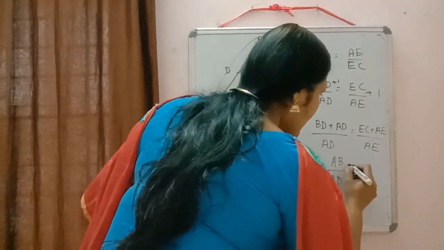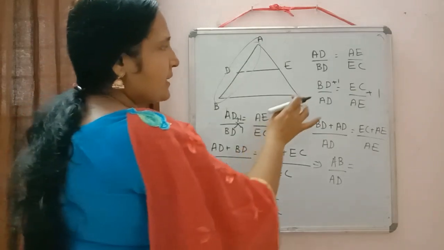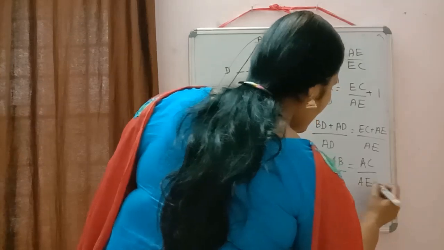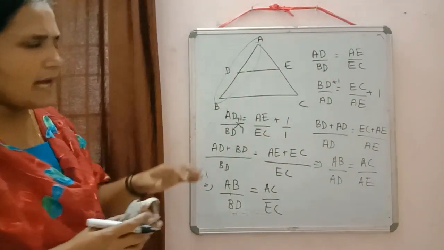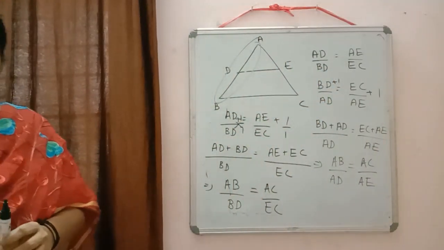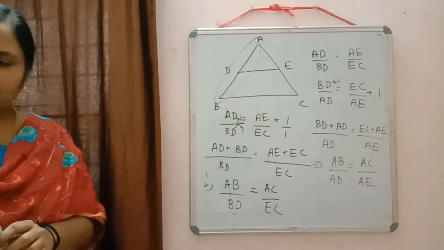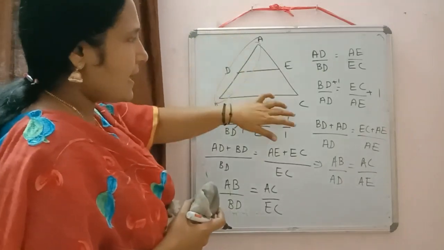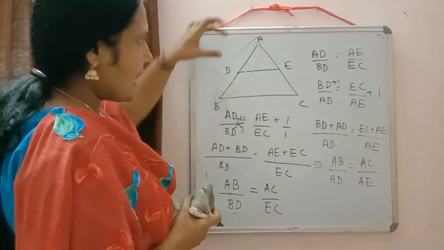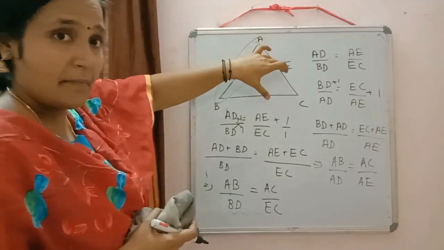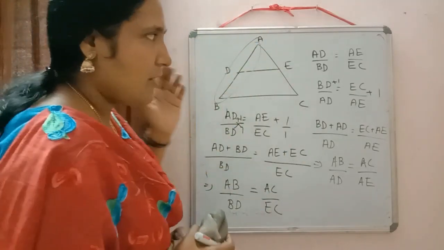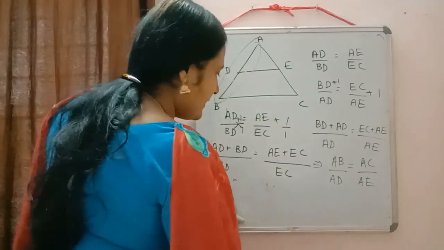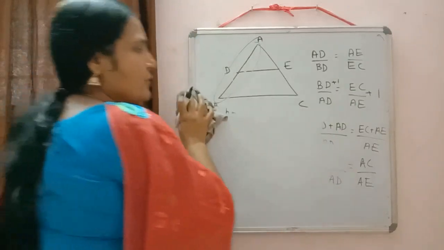AB by AD is equal to, here what will come? EC plus AE, that is equal to the side AC, so AC by AE. So if the line is parallel to the third side, it depends on you how you take the ratio. Separate ratios will be the same, then the ratio of the whole side divided by this one will be the same. So these are the applications of the basic proportionality theorem. When we discuss the questions, this application will be clear to you.